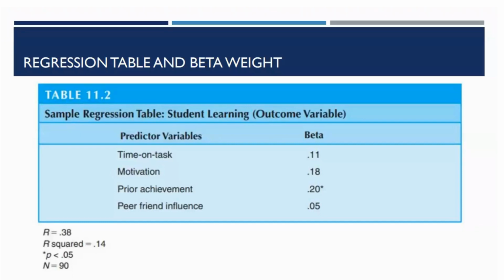As seen in this table 11.2, the predictor prior achievement explained the most variance, followed by motivation. Below the table, we see the correlation of the combination of variables, which is the multiple correlation designated by R, of 0.38, and the proportion of variability explained in the dependent variable by all of the predictors, R squared, of 0.14.